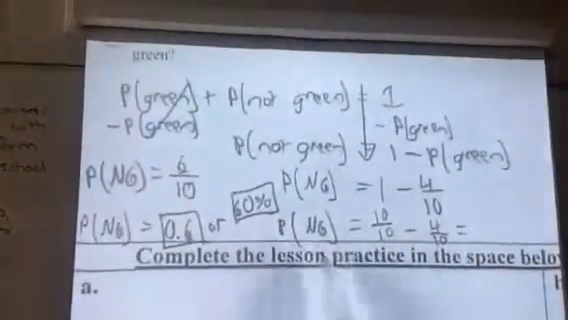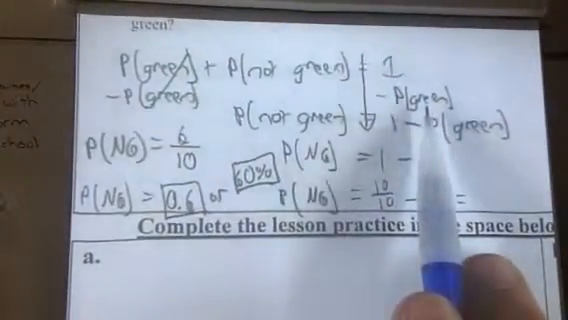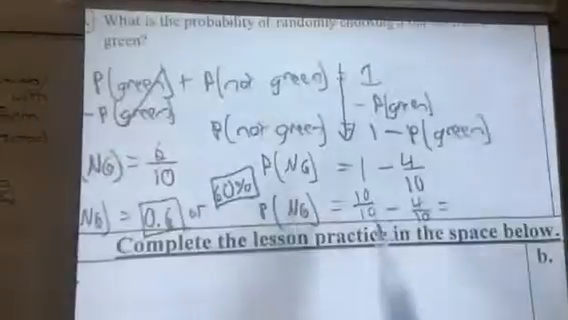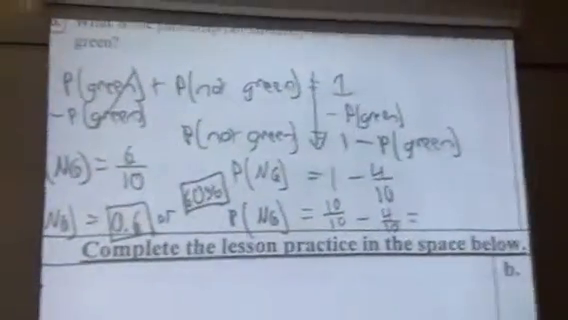The reason I wanted to show you this is because I want you to see that if you take 1 and subtract the complement of an event, then you're going to also get the answer. Okay, so an event and its complement add up to 1.